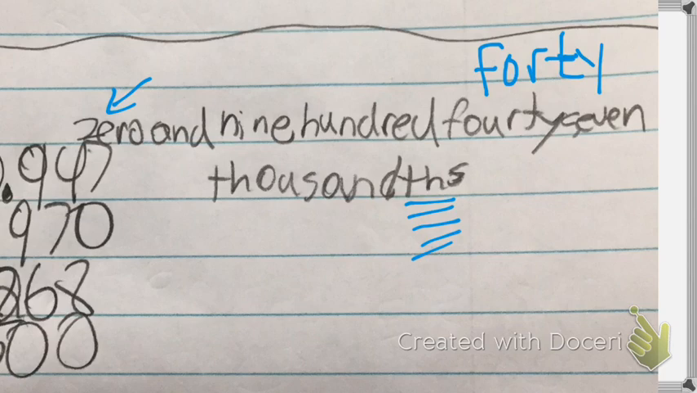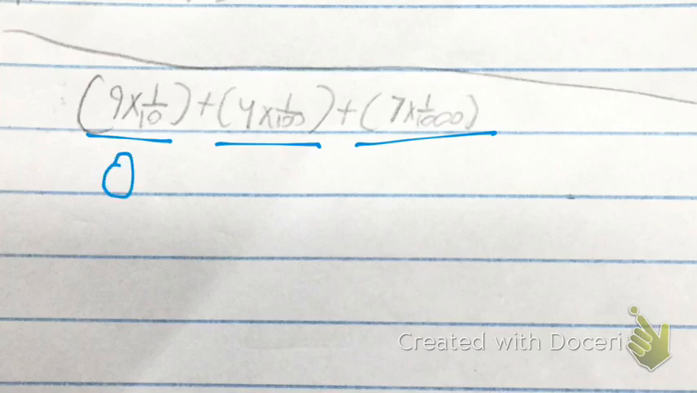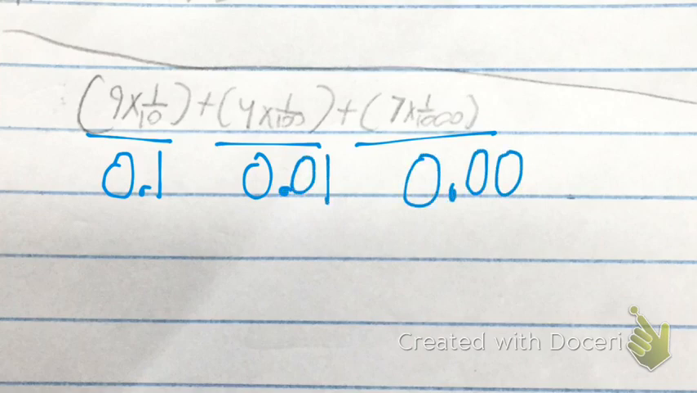Okay? Now, the next part is they want for you to write it in expanded form. Expanded form. Take a moment and do that. All right, boys and girls, this is an example of the expanded form. He did 9 times 1/10 plus 4 times 1/100 plus 7 times 1/1,000. That is all they wanted. You also could have chosen to use decimals if you wanted. And in that case, it would have looked like this. But fractions or decimals are acceptable.